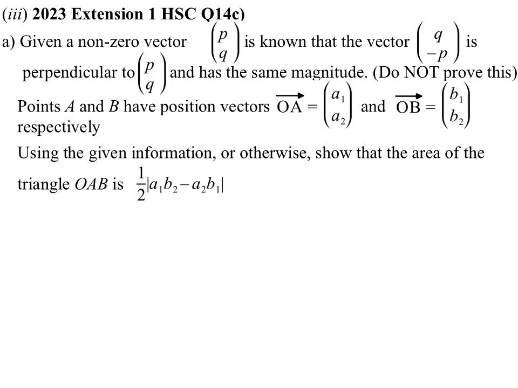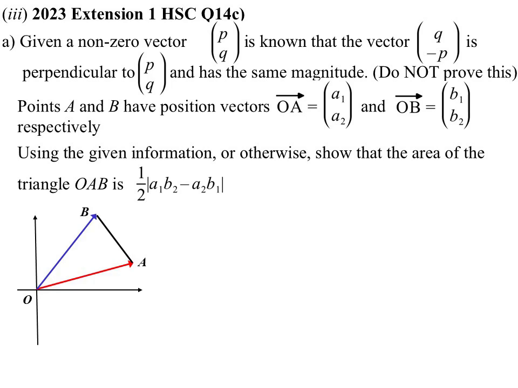We can use it. We've got two vectors, A and B, and they've given us their position vectors. Using that information, or otherwise, if you want to, try and do it another way, by all means do it. But hey, I'm giving you a big hint that this is probably the easiest way of getting the answer. Show that the area of that triangle is, well, a half times the magnitude of A1B2 minus A2B1.